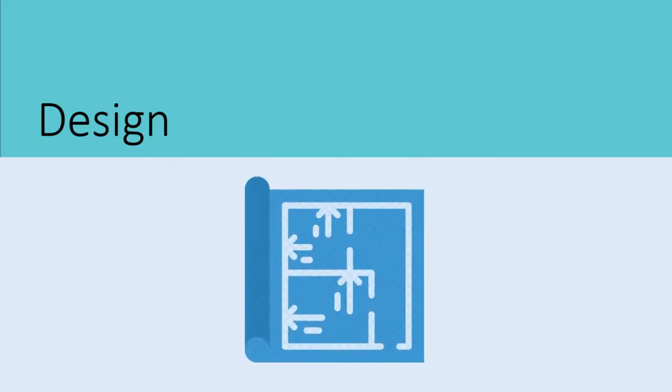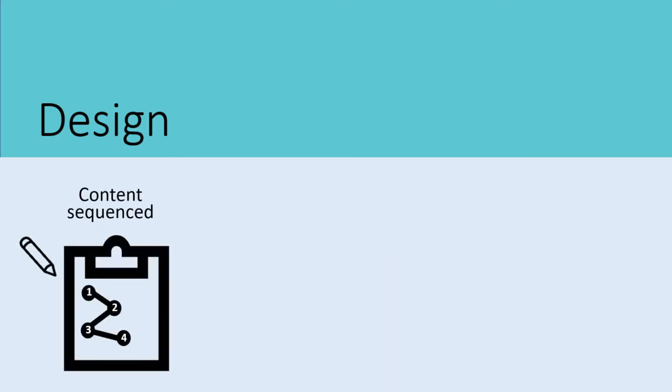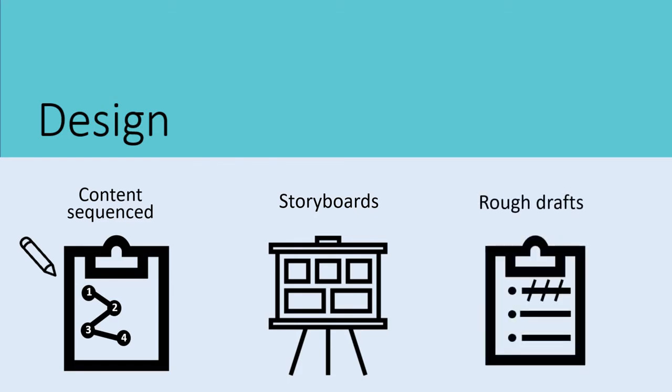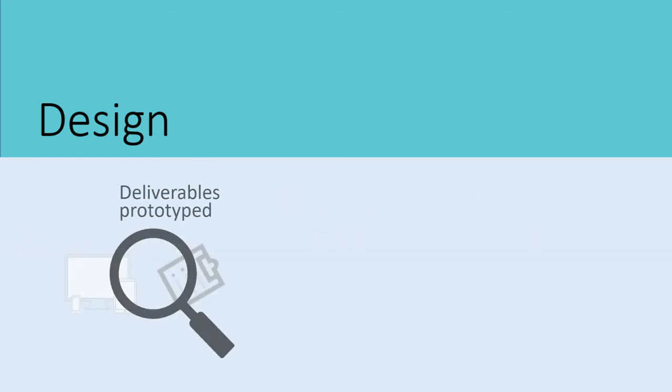During the design stage, the instructional designer creates the blueprint for the instruction. There are several major activities included in this stage. The learning content and information is sequenced into logical segments or units. Storyboards are created for e-learning modules or training videos. Rough drafts of scripts or training outlines are created. Digital media, print media, and other deliverables are prototyped.